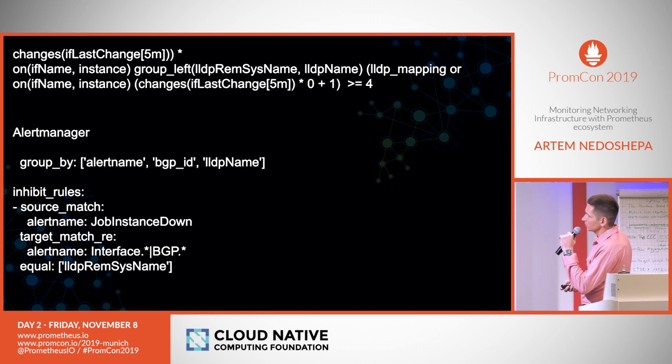So those are some samples we did. The same idea applies for BGP: you come up with a BGP ID, which is the same on each side, and that way at least you reduce it to one alert instead of multiple ones.